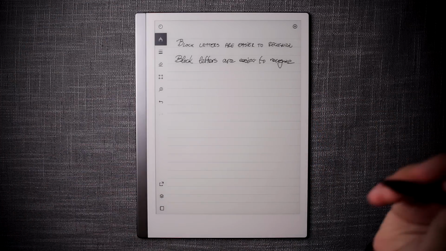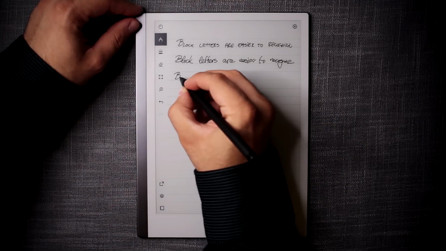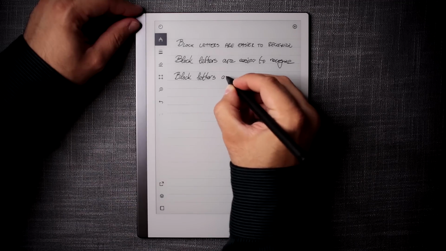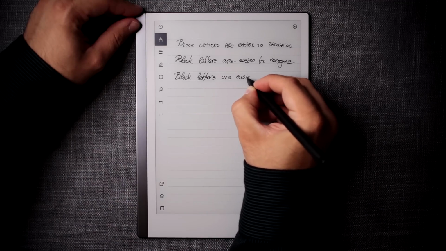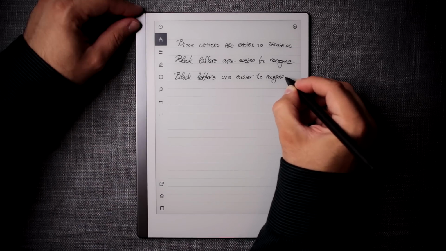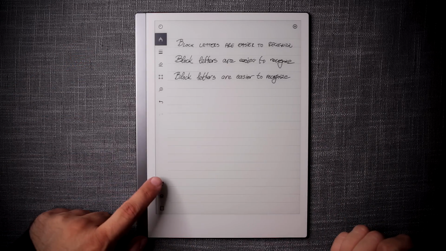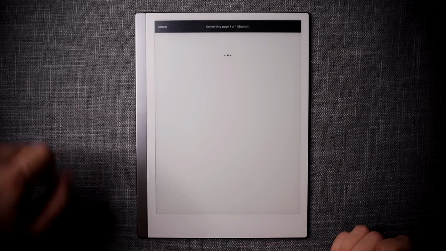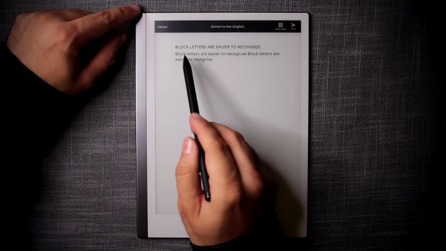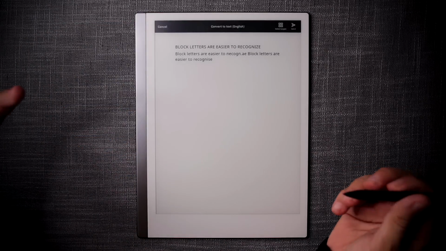So there's quite a bit of a difference between writing like this or writing maybe like this. Let's see how successful it is between these two. So I'm just going to go to share, convert to text, and here we go. Block letters are easier to recognize. So the block letters, it doesn't really have a problem at all.